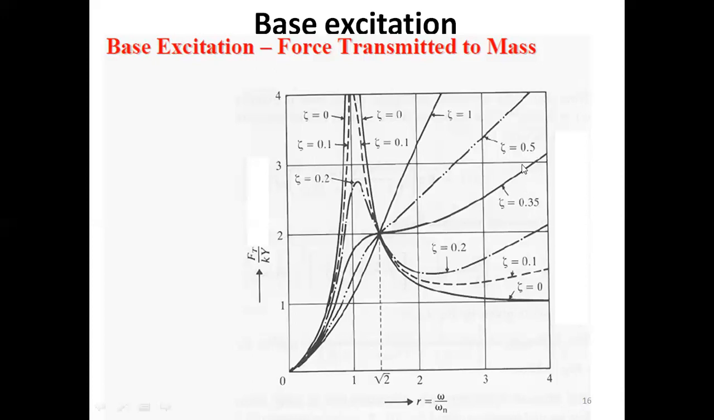However, if we look here at higher damping ratios, after under root 2 frequency ratios, the force transmissibility would increase, and it is almost linear for a critical damped system. However, it then increases exponentially for the other damping systems where the damping ratio is less than 1.